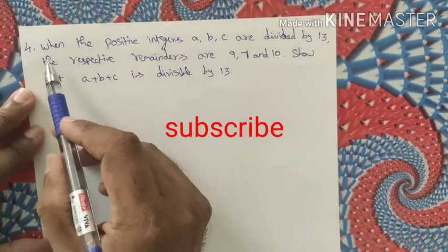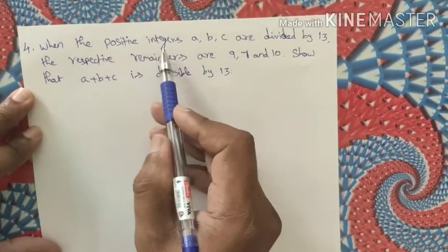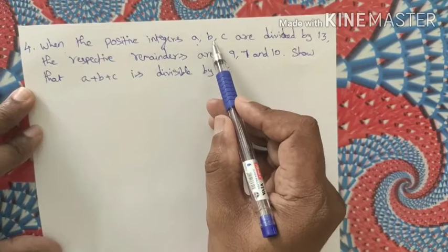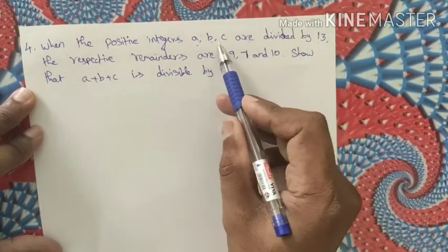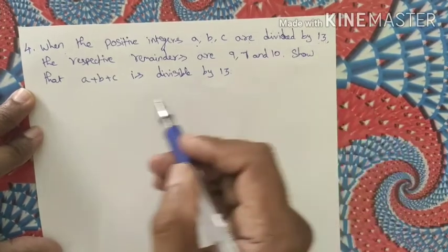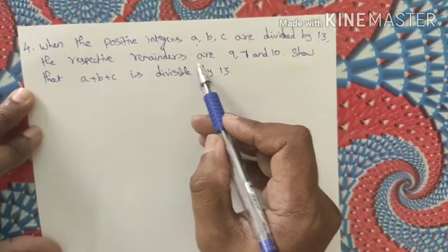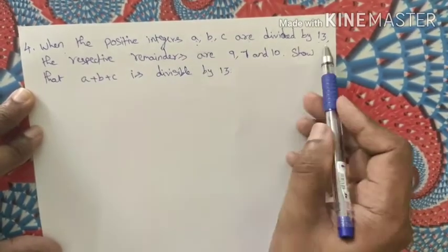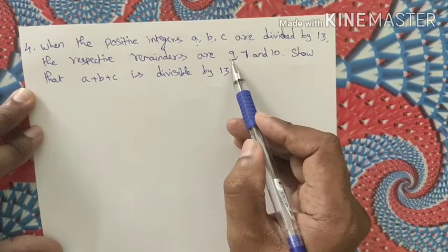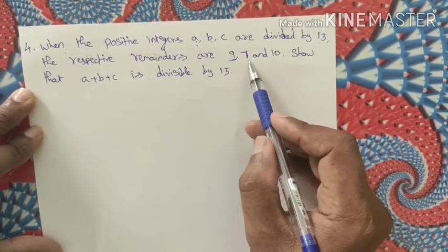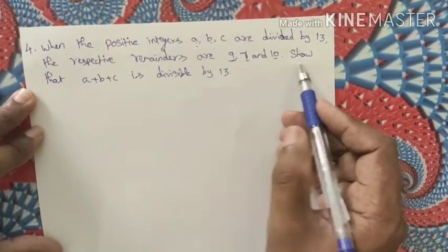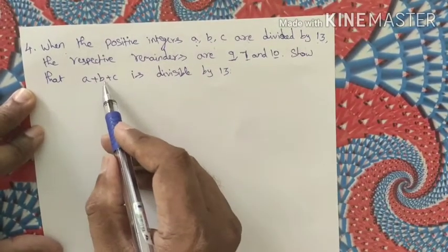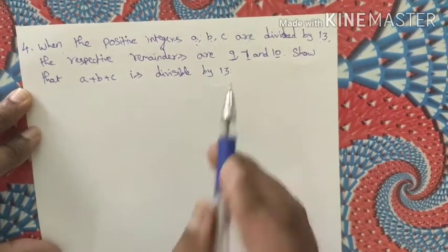Next question, question number 4. When the positive integers a, b and c are divided by 13, the respective remainders are: when we divide a by 13 it gives the remainder 9, that is the condition, and then b gives the remainder 7, and c divided by 13 gives the remainder 10. Show that a plus b plus c is divisible by 13.